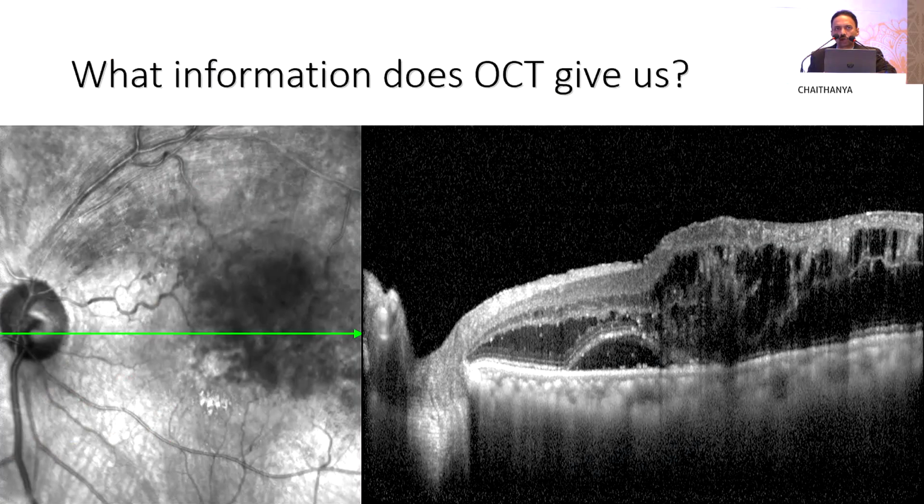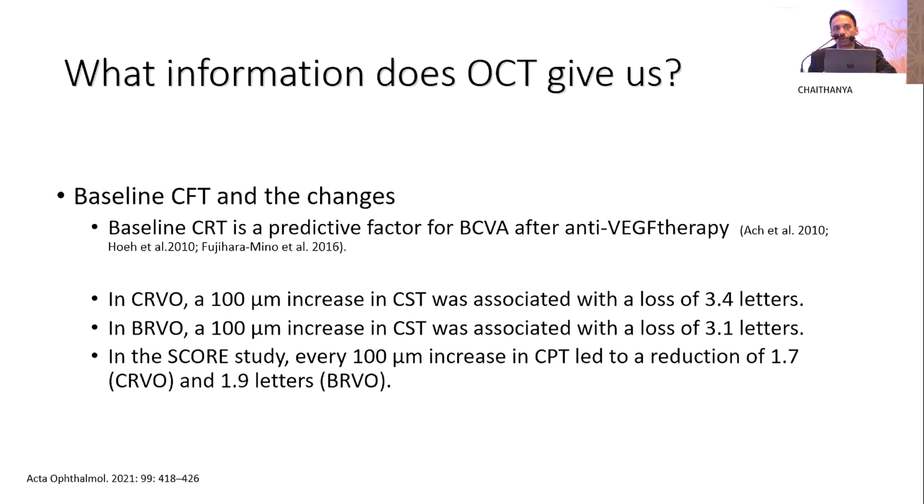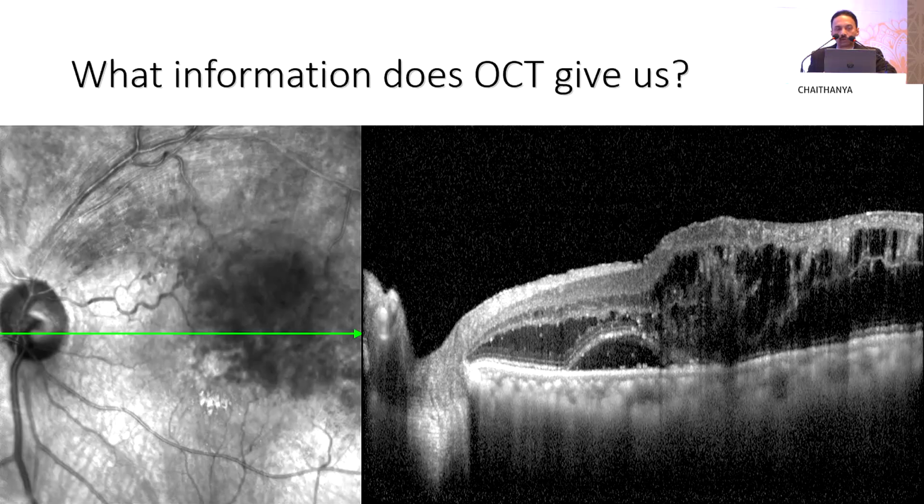The next thing we would look at is we would normally perform an OCT in these patients to look for macular edema. Subtle macular edemas may be missed, so it's important to perform an OCT in all these patients. And we look at the CFT. The CFT is again the next important prognostic marker. When the baseline CFT is higher, it is a poor prognostic marker. It is a predictive factor for final visual acuity after anti-VEGF therapy. There are studies which have shown that if the CFT is more than 500 microns, these patients may tend to do better with steroids than anti-VEGF agents.